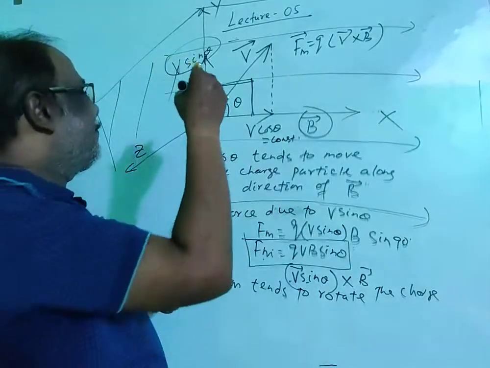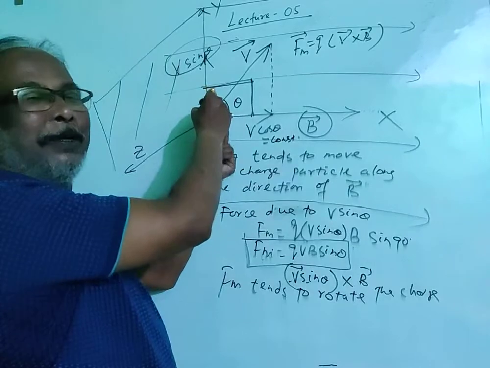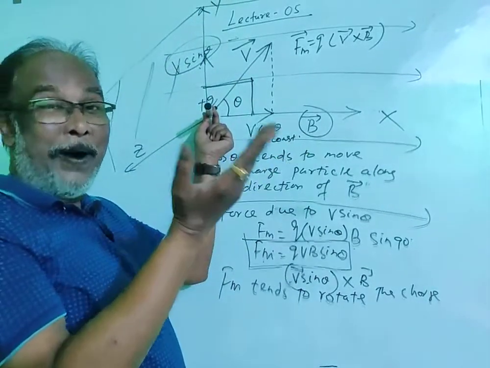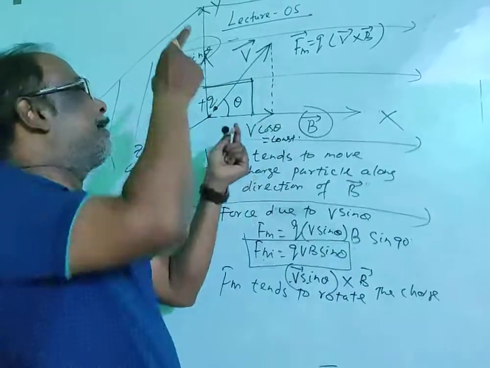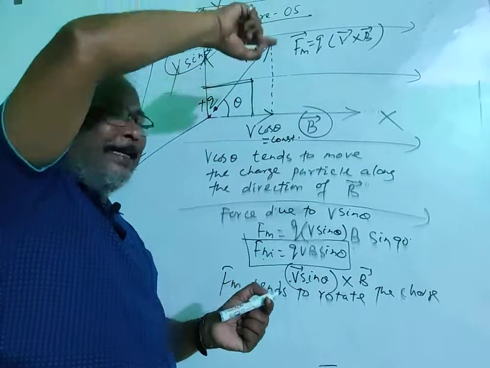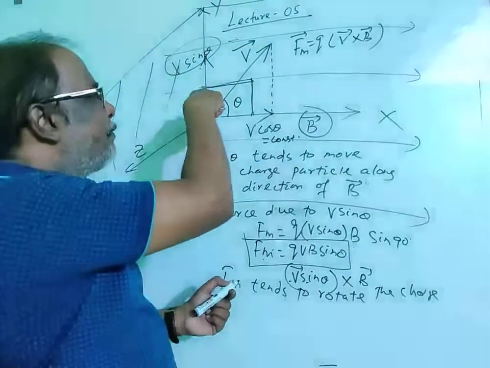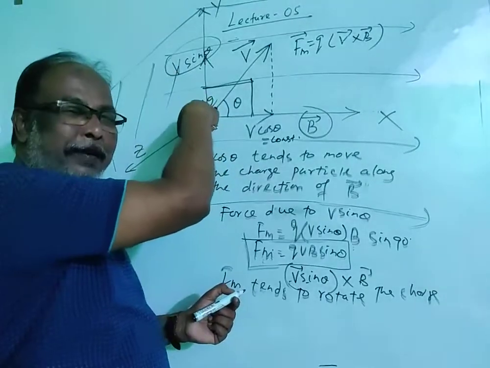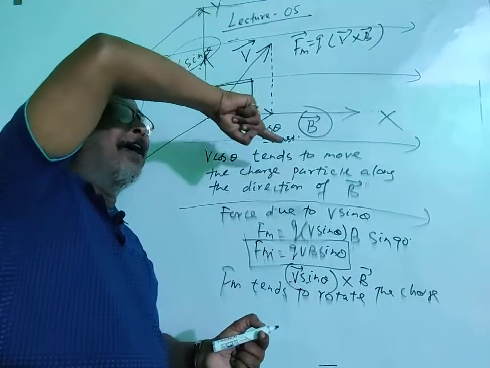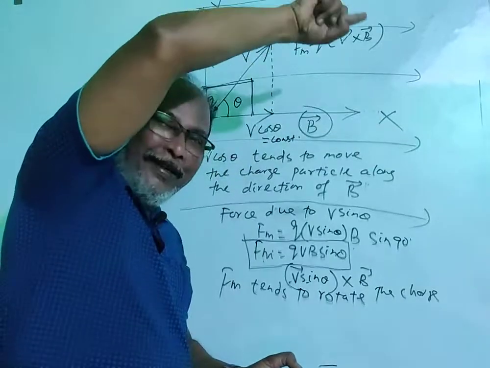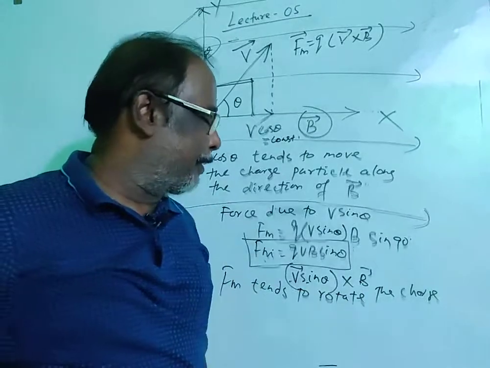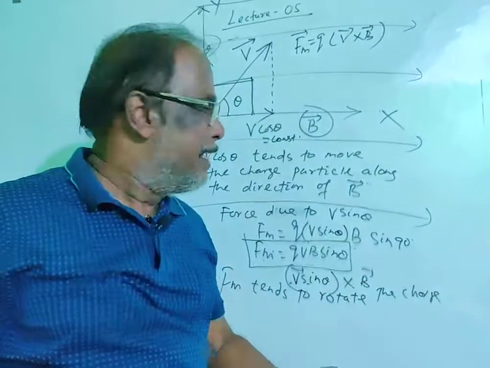And we have discussed the direction of force is along negative z-axis. So the plane is y and negative z-axis plane. So accordingly, this will be circular motion. Positive z-axis, negative z-axis. So force is along negative z-axis, centripetal force. Obviously, it will rotate the charged particle in circular orbit. So this magnetic force tends to rotate the charge continuously.